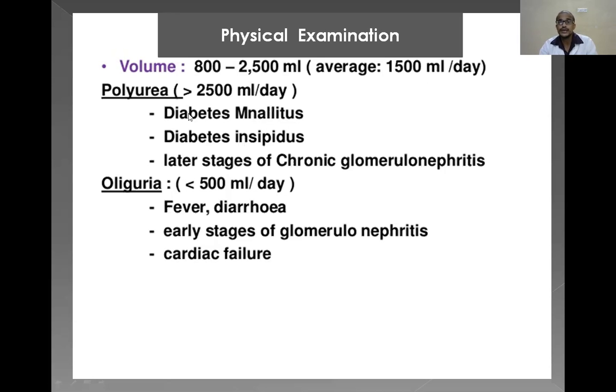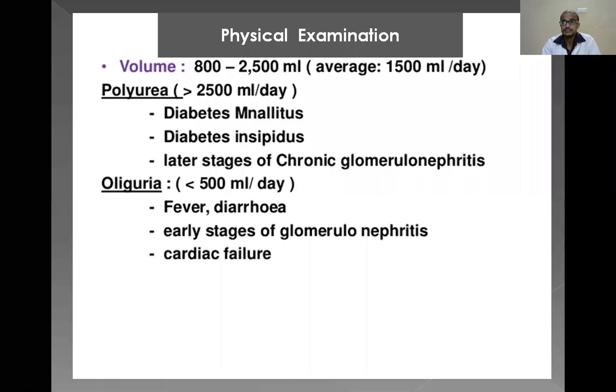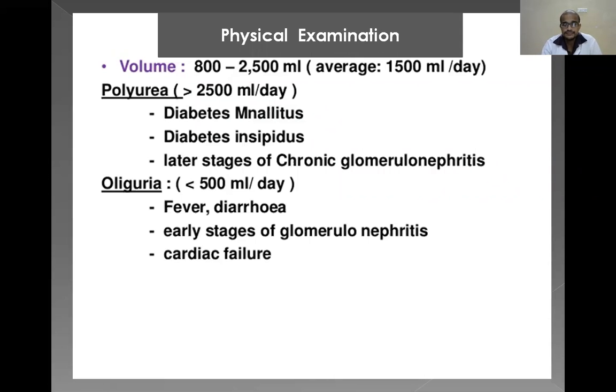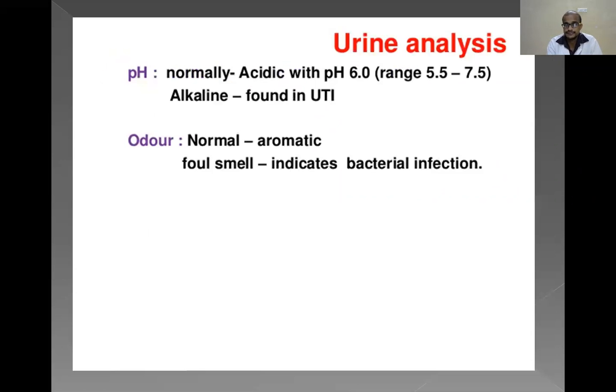So if there is polyuria, that is more than 2500 ml per day, then we can suspect some diabetes mellitus or diabetes insipidus or chronic glomerulonephritis. Similarly, if there is less amount of urine, less than 500 ml per day, then we can suspect other diseases like early stages of glomerulonephritis and cardiac failure, and acute conditions like fever and diarrhea. Okay? So this is the physical examination.